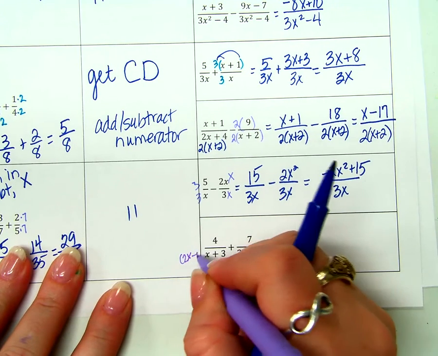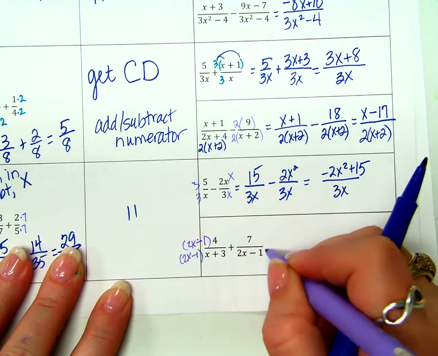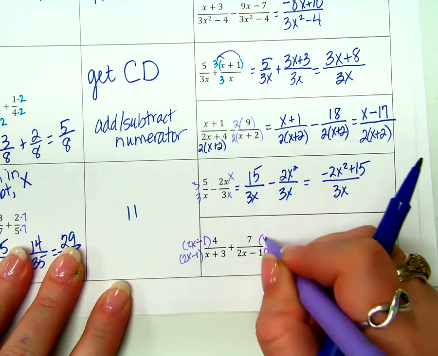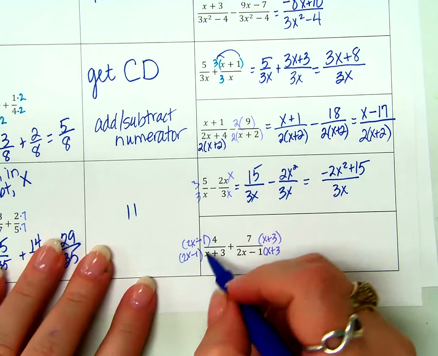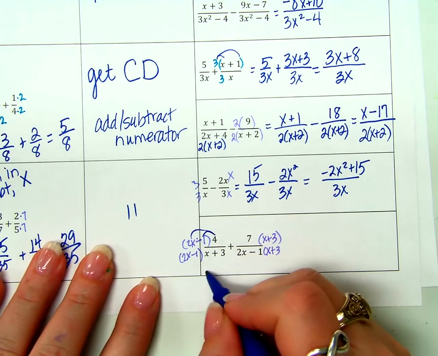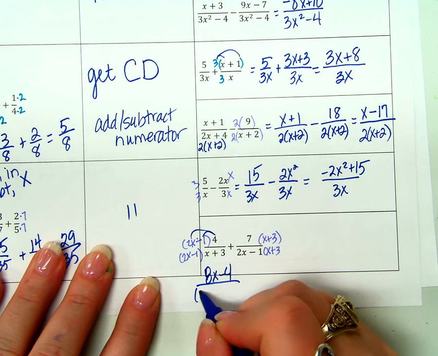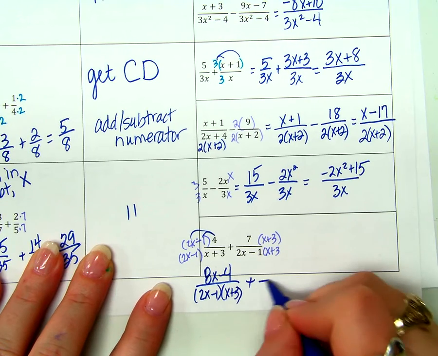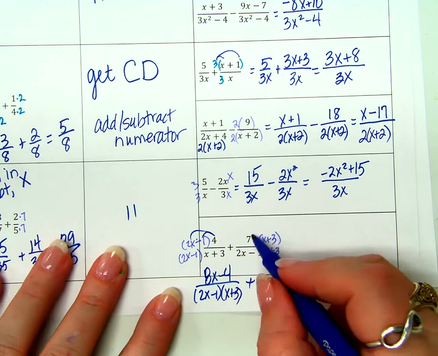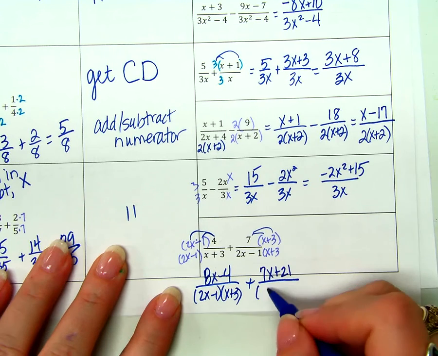Multiply them by each other. This one needs a 2x plus 1, or excuse me, minus 1, and this one needs an x plus 3. So my first fraction is going to end up being 8x minus 4 over 2x minus 1, x plus 3. And my second fraction is going to end up being 7x plus 21.